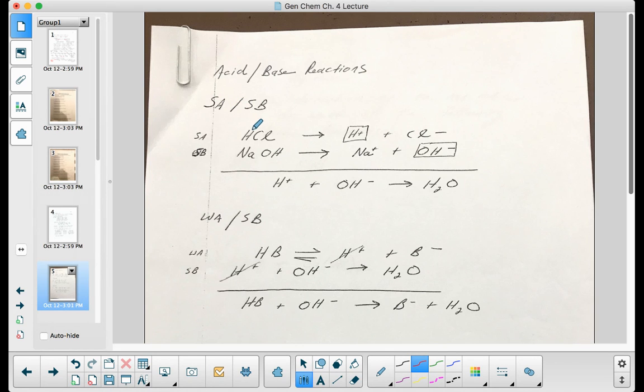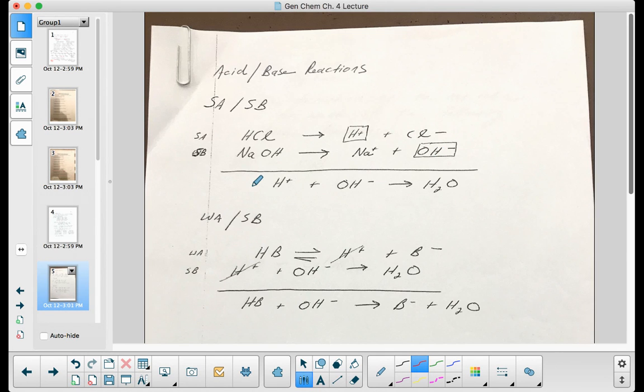An example of a strong acid would be HCl. It's a strong electrolyte. It's going to break up into its two separate ions. The strong base in this scenario is NaOH. It breaks up into Na and OH. So in a strong acid, strong base reaction, the only two reacting species are the hydrogen and the hydroxide.